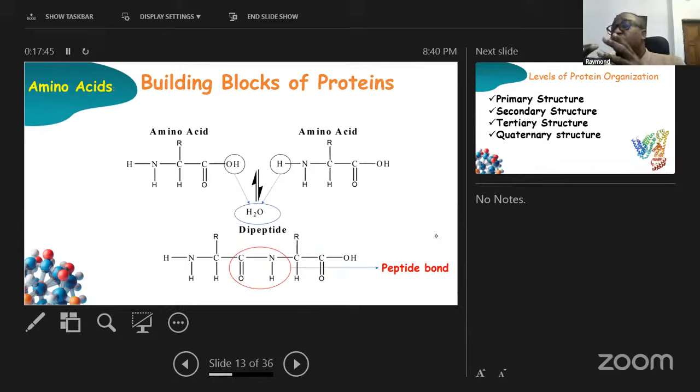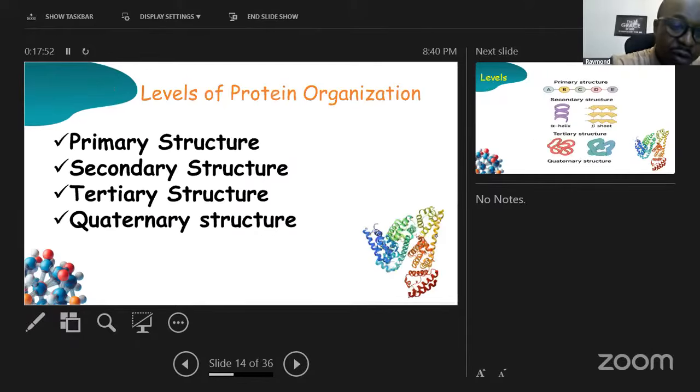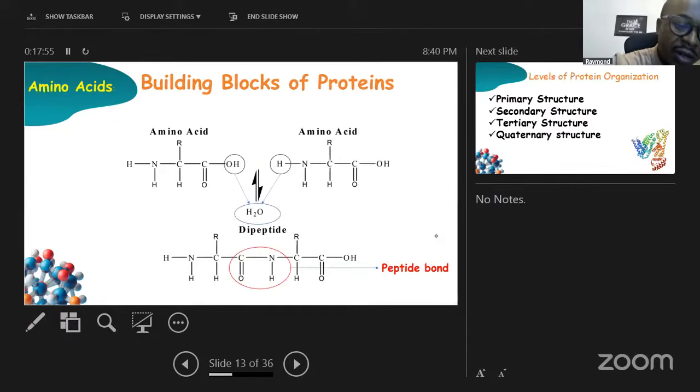So these are the building blocks of protein. We have amino acids coming together, two amino acids coming together as you can see here. You can see that this R group can be lysine, arginine, leucine, isoleucine, glycine, methionine, or anything. This R group here can also be any other amino acid. But the most important thing is that the two amino acids are coming together. One is donating the carboxylic end, one is donating the amino end.